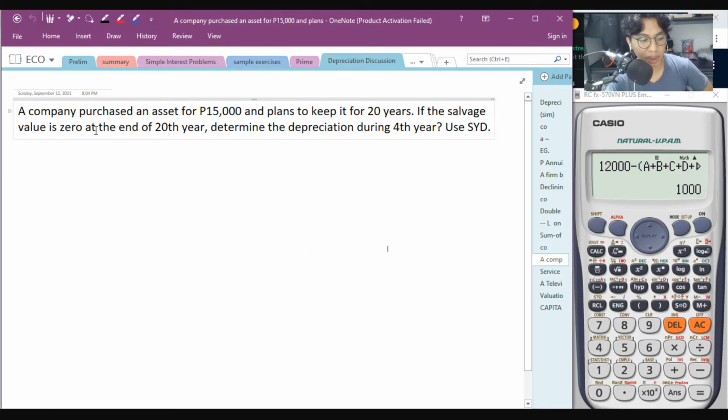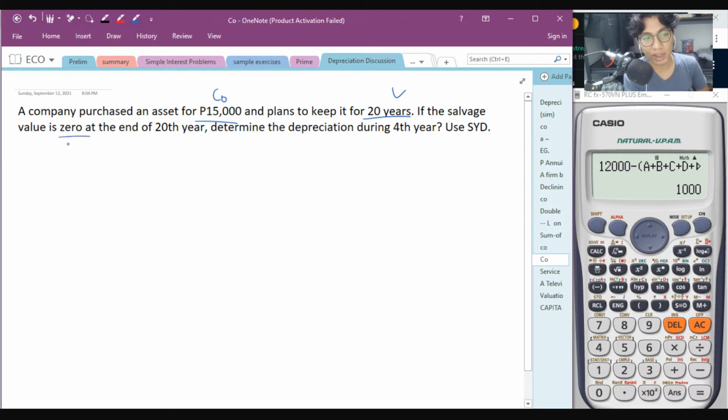So, a company purchased an asset for 15,000 and plans to keep it for 20 years. That's the useful life, and this is the first cost. If the salvage value is 0 at the end of the 20th year, determine the depreciation during the 4th year. Use SYD. Only the 4th year is asked.